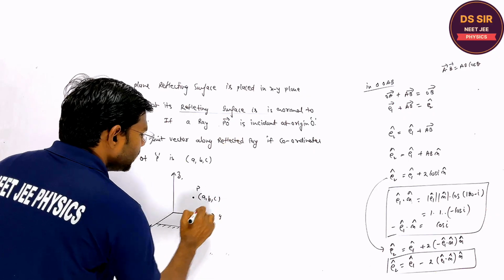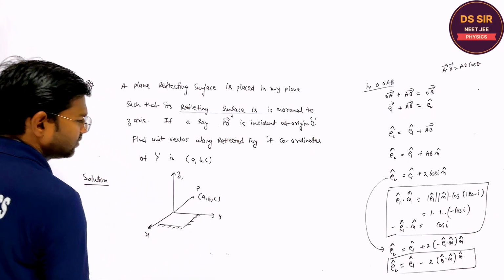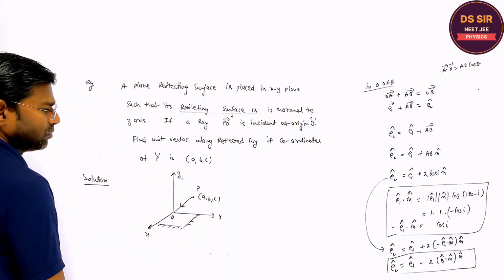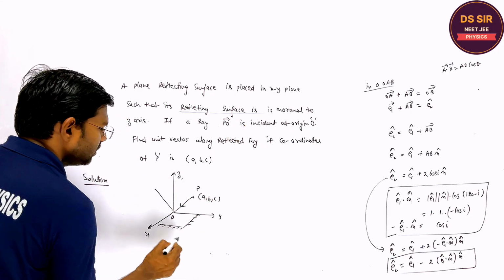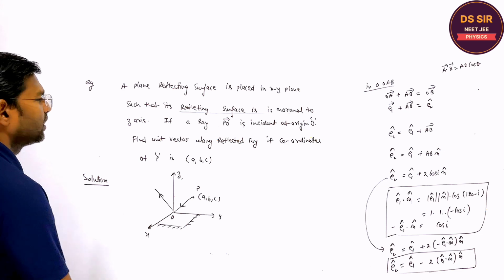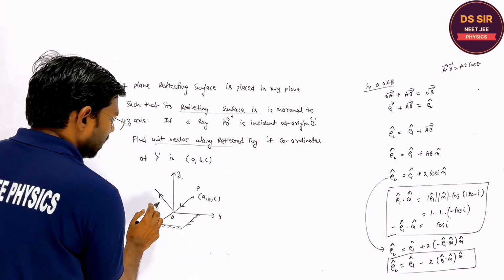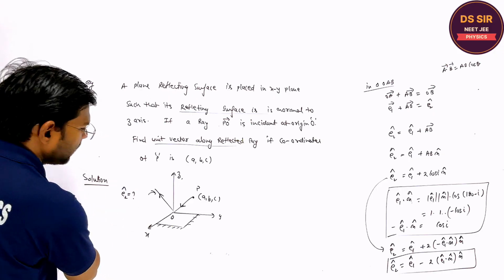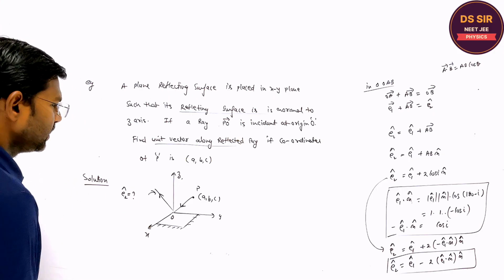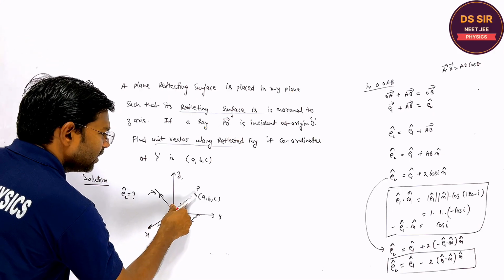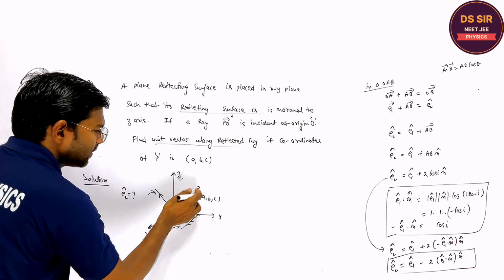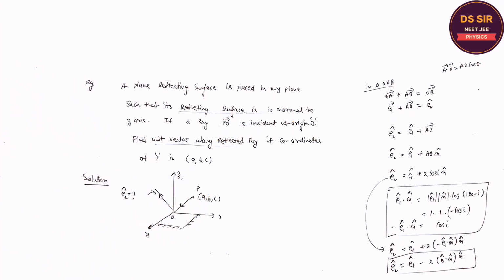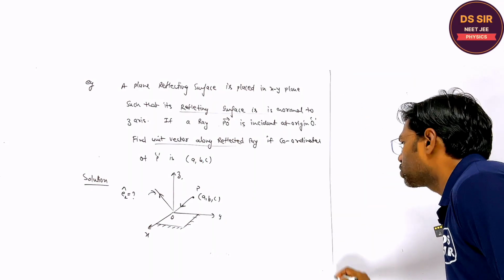From this point, the light is incident on the origin along the vector PO. After reflection, what will be the unit vector along the reflected ray? This is the unit vector along the reflected ray you have to find, such that the incident light ray is incident from point P at the origin. This is the question. Copy this. So how to solve this question?